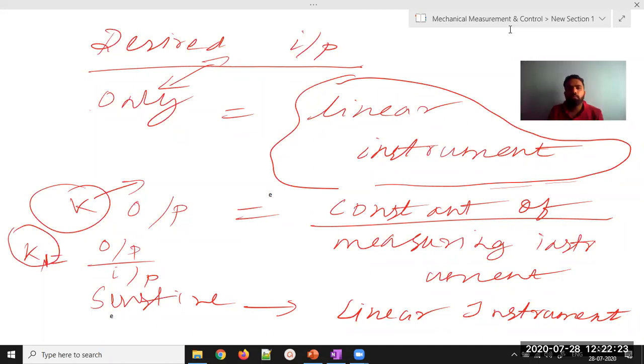Output upon input? Rho mg. Very nice. Okay, nice. We will get to the next type.